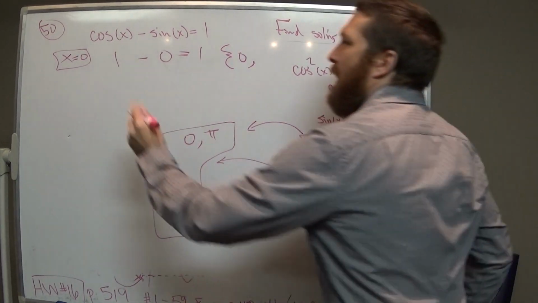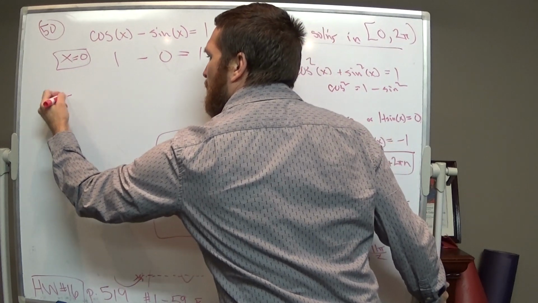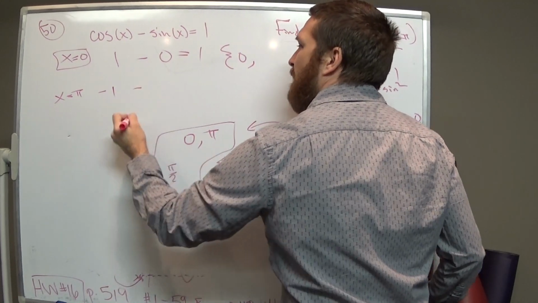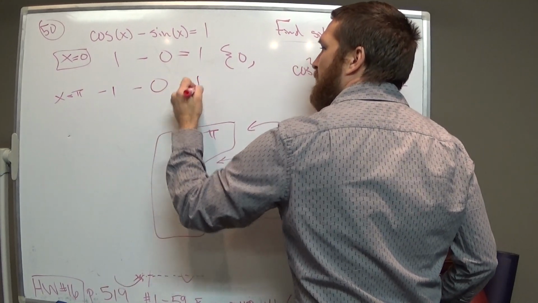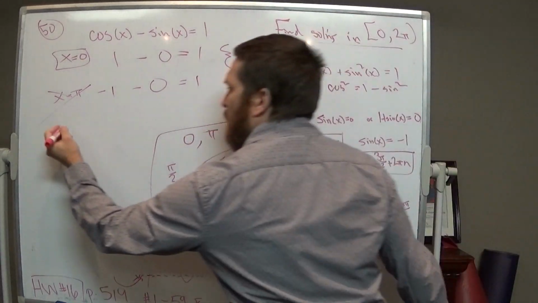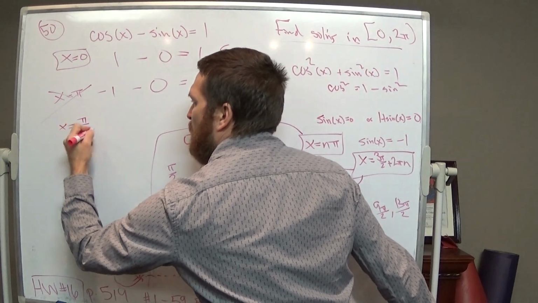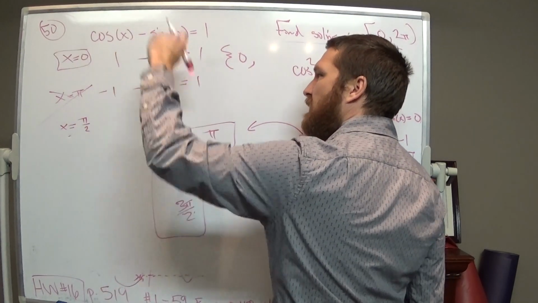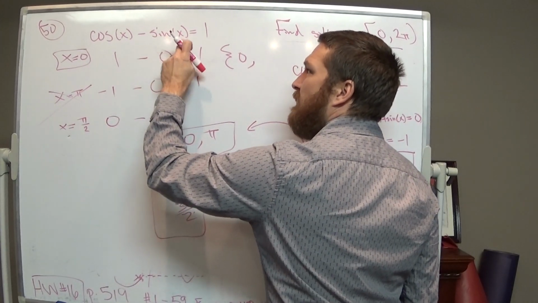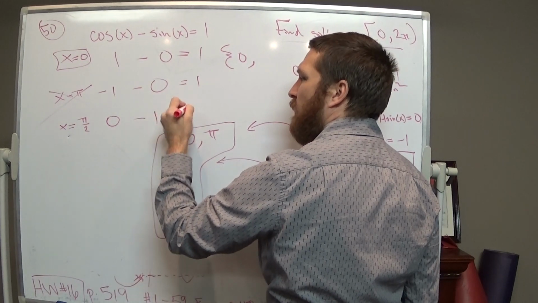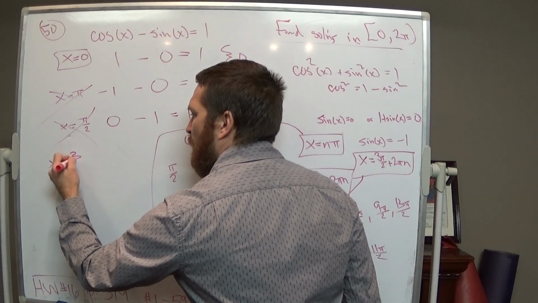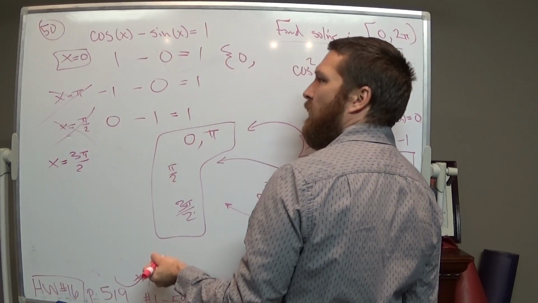Now let's plug in pi. Cosine of pi is negative 1. Sine of pi is 0. Is that equal to 1? No. Not a solution. Now, x is equal to pi over 2. I plug that into cosine, pi over 2 gives me 0, minus, plug pi over 2 into sine. Is that equal to 1? No. Not a solution. Now, x equals 3 pi over 2. Plug that into here.